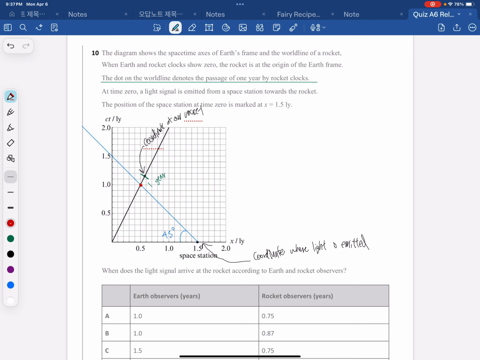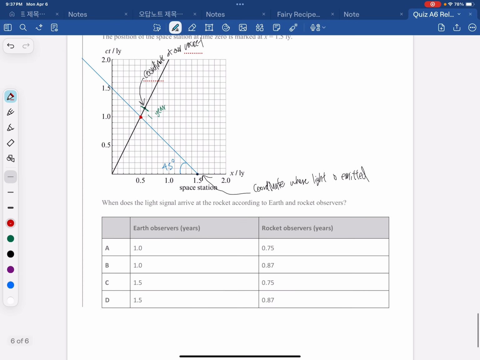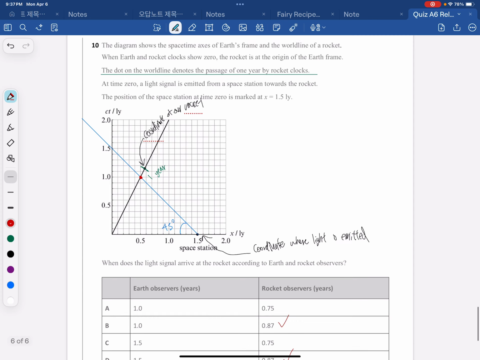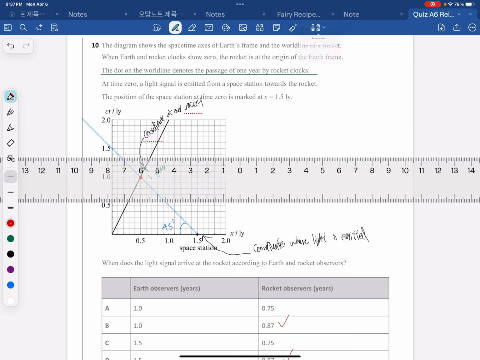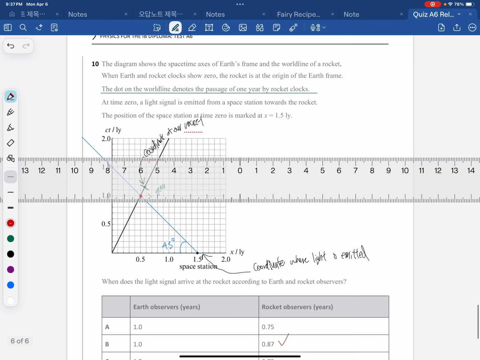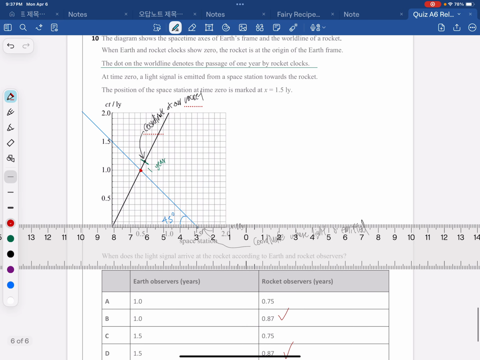That's like 0.9, 0.8. So already we can eliminate 0.75 and 0.75. We know that it's either B or D. Now, the hard part is, remember time dilation? So we know that t primed equals 0.87 years. Then how do we find t?